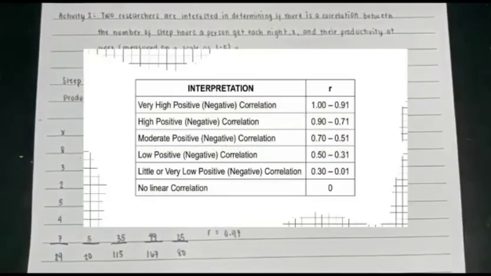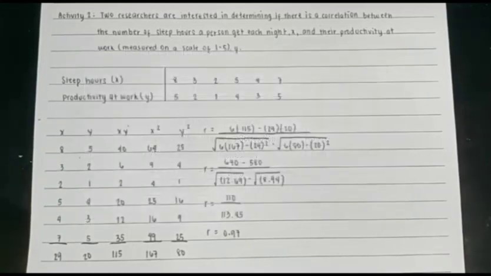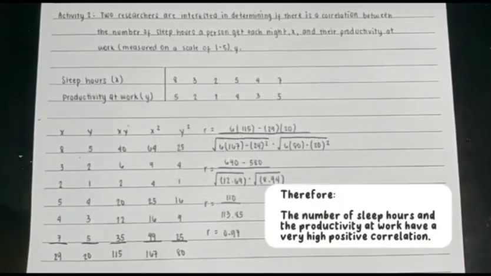If we check on the interpretation of correlation that 0.97 is very high positive correlation. Therefore, the sleep hours and productivity at work have a very high positive correlation.